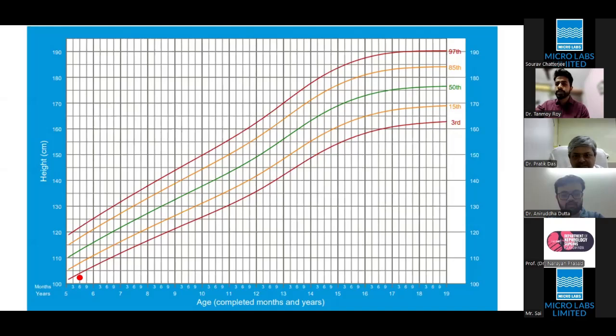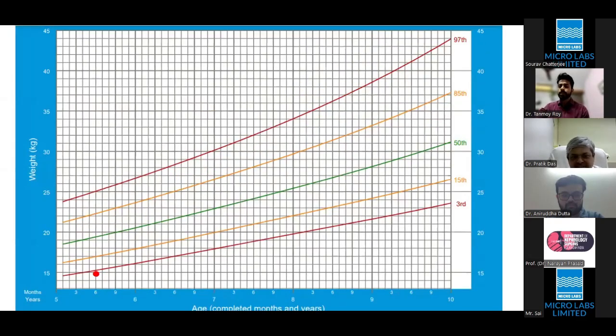So what is your diagnosis? Below the third percentile, you tell. Yes, sir. Growth retardation is there in this child. Is it just growth retardation, or do you want to add any adjective? It's a very severe kind of growth retardation, below the third percentile. Yes, sir, severe growth retardation. And anything about the basic disease? What is the child suffering from?